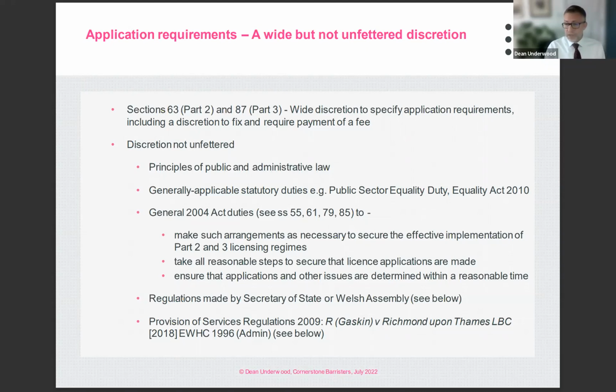Further, as indicated at the start of this slide, sections 63 and 87, the discretion is also subject to any regulations that the Secretary of State or the Welsh Assembly might make about its exercise, and we'll come on to that discretion in a moment. And then lastly, as a result of the Administrative Court's decision in the case of Gaskin, that's the 2018 as opposed to the 2017 decision, because there are two, it's also subject to the Provision of Services Regulations 2009. And again, we'll come on to that separately in a moment.